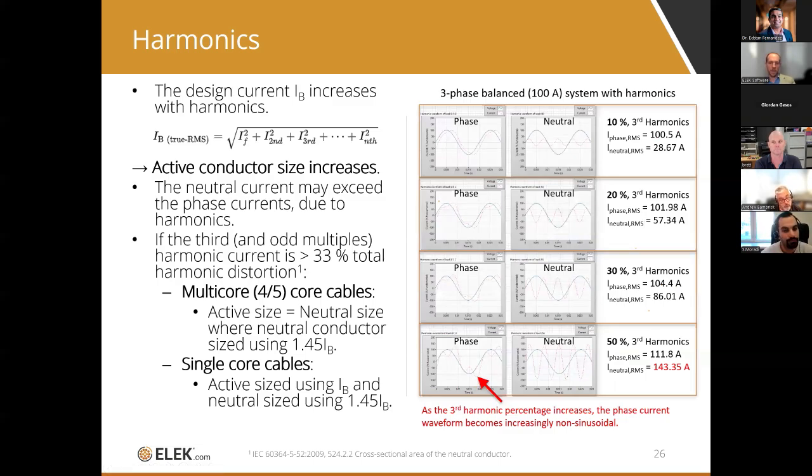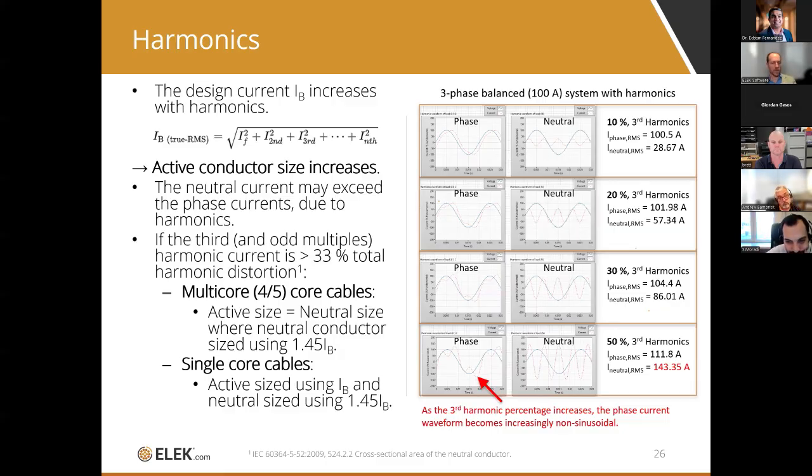Harmonics. When there are harmonic currents flowing in the circuit, these harmonics actually increase the average current of the circuit IB, or the RMS value, and the active conductor size increases as a result. So we take the root sum of squares of the fundamental current and the harmonic currents to come up with an RMS, or an overall average current. And that should be used for sizing your active.